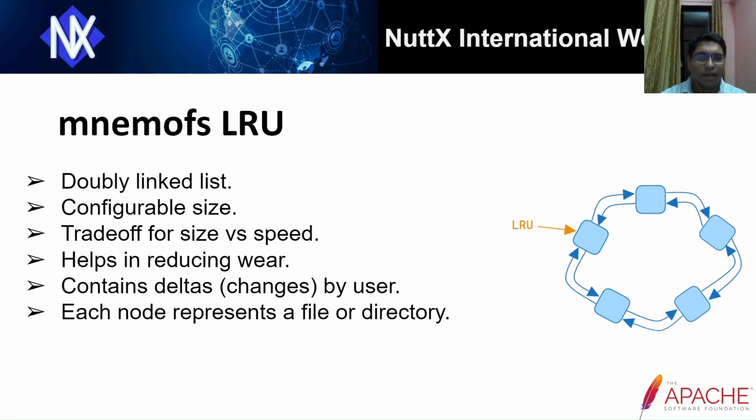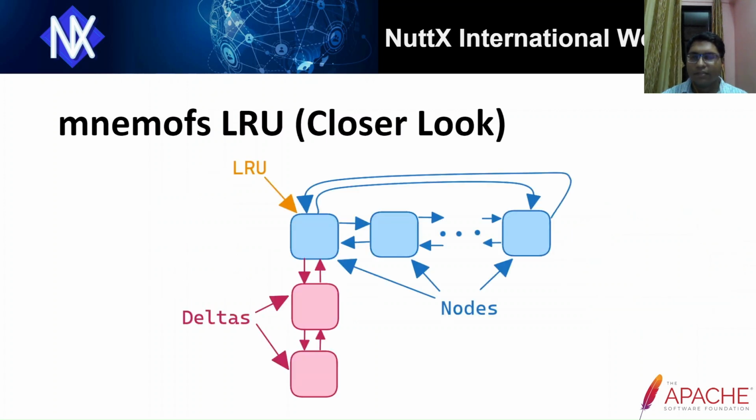The LRU is an in-memory kernel linked list with each node representing a CTZ list. So it can be a file or a directory. Each node has a list of deltas as well, and these deltas are basically changes requested by the user. This LRU is a trade-off of RAM for wear reduction and is very handy in preventing repeated writes to the on-flash data.